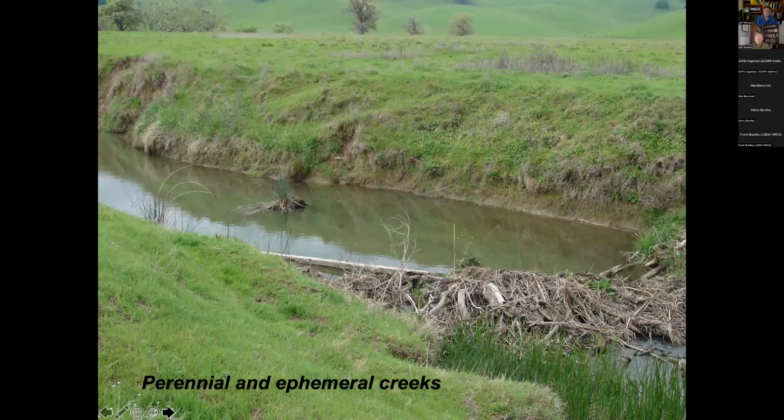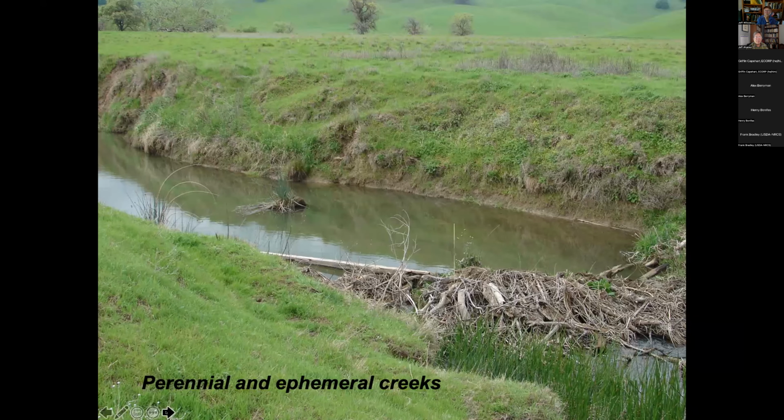Perennial versus ephemeral creeks, we get this kind of a lot. If the creek is dry when you get there, people will say, oh, it can't be habitat because the frogs can't survive in a dry creek, but they do quite well. In the Bay Area, beavers make lots of these pools perennial, but otherwise they would be ephemeral, and the red-legged frogs just move into the upland and wait for the creek to fill up again, and they get right back in. So ephemeral really means nothing for red-legged frog.